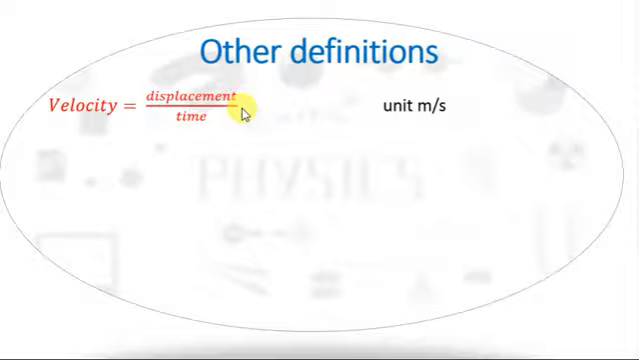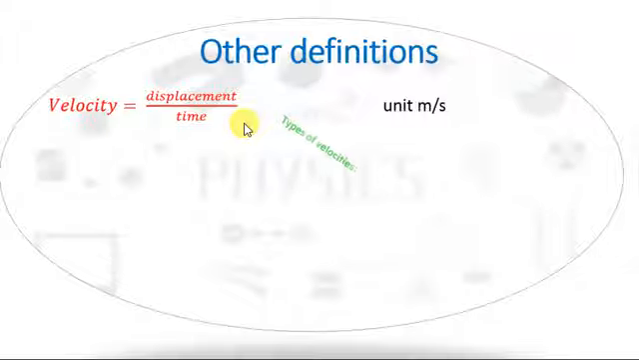If you're talking about moving from Kampala to Mbarara, then you are considering displacement, which is the distance you have moved from Kampala to Mbarara. But for distance, I'm just saying the distance between Kampala and Mbarara. So I can measure either from Mbarara to Kampala or from Kampala to Mbarara. So that is the difference between them. So velocity is displacement over time.